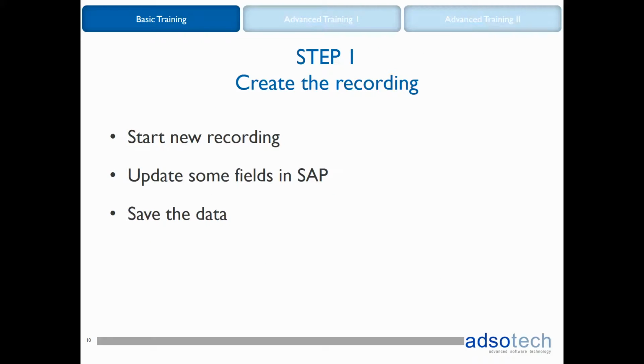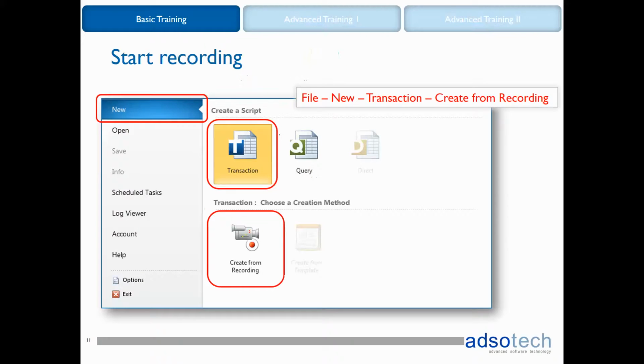First, we need to know the steps that we want the new script to take in SAP, and we tell those steps to WinShuttle by recording. Start a new recording by clicking the File menu, then New, Transaction, Create from Recording. In our training today, we concentrate on transaction type scripts, and that's why we choose transaction. Transaction means that the script will primarily push data from Excel to SAP. If we were to create a query type script, then we would be fetching data directly from SAP tables to Excel.